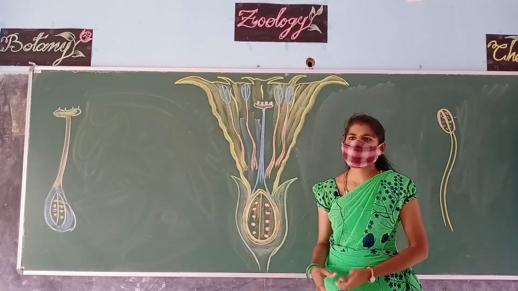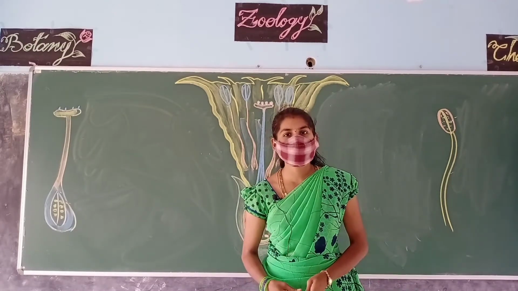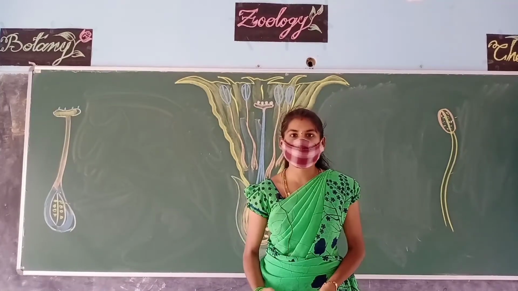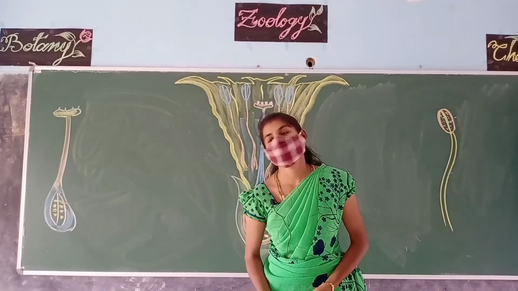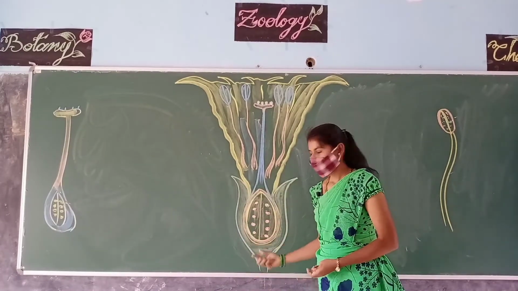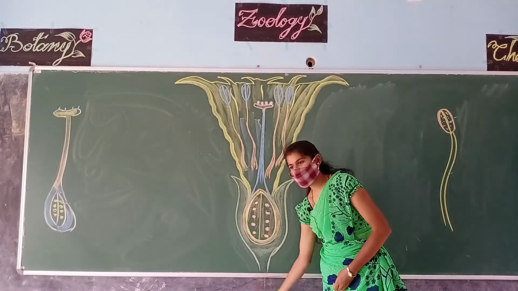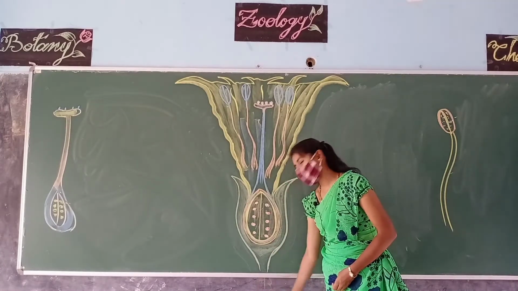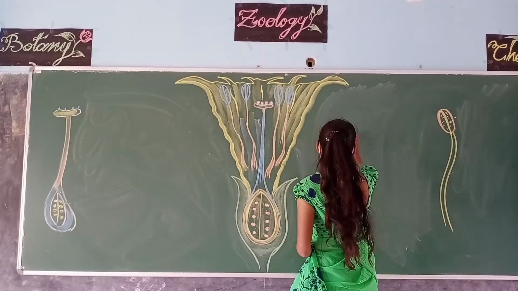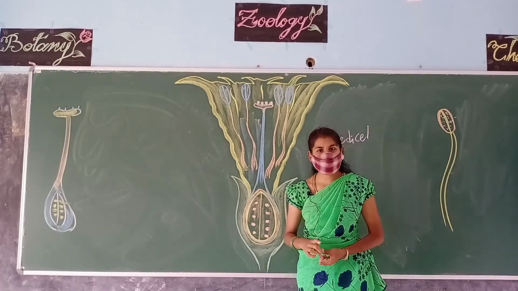Before we go for the exact study, we know that flower is a reproductive part of a plant, which is beautiful, colorful, attractive and dark in color, right? So coming to a study of different parts, first we have a stalk-like structure which is present for a flower. This stalk of a flower is known as pedicel, right? Generally all flowers have this stalk.